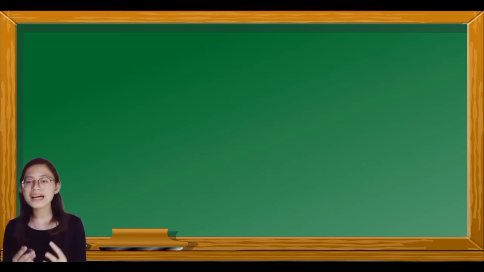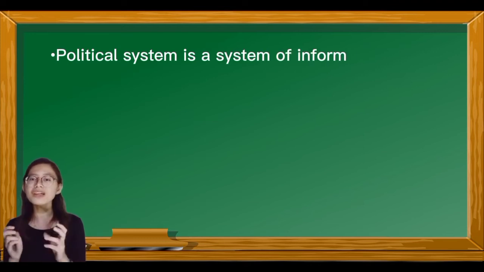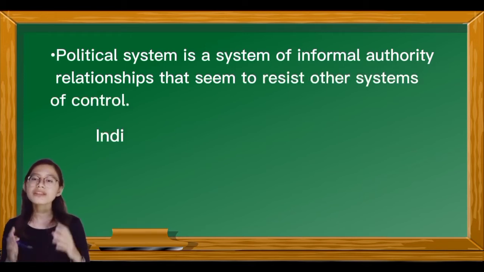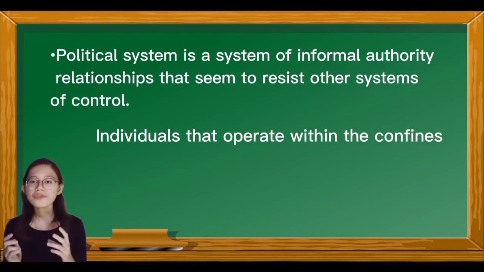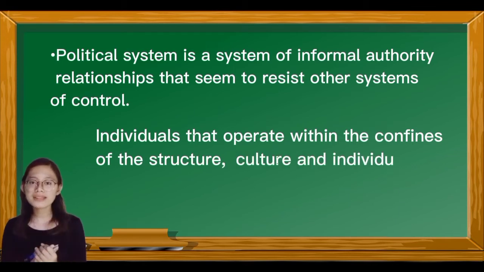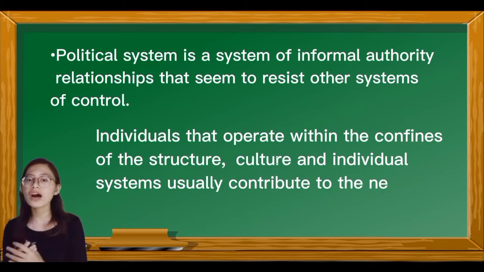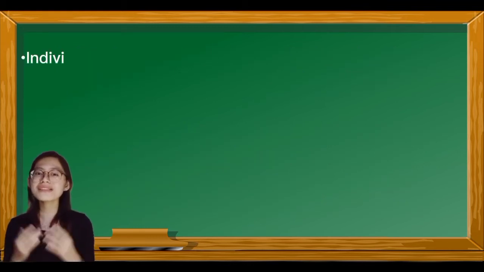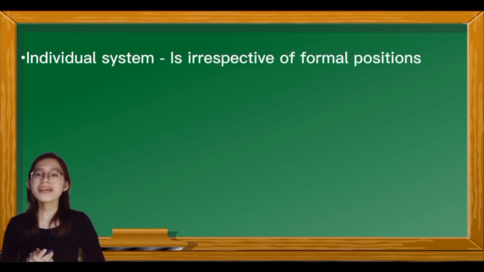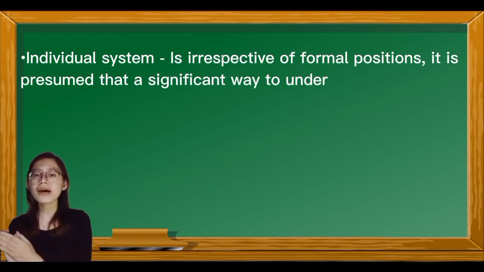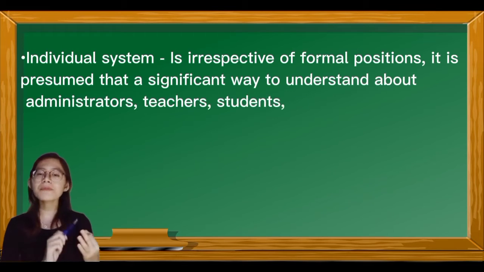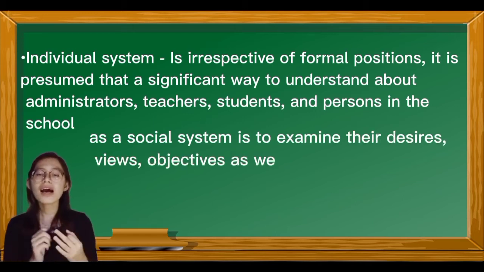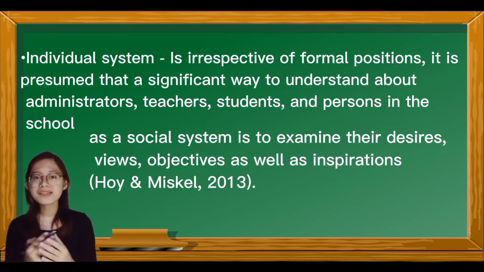For number 3, political system is a system of informal authority relationships that seem to resist other systems of control. Individuals that operate within the confines of structure, culture, and individual system usually contribute to the needs of the organization, according to Hoy and Miskel 2013. The last one is individual system. It is irrespective of formal position. It is presumed that a significant way to understand administrators, teachers, students, and persons in the school as social systems is to examine their desires, views, objectives, as well as inspirations, according to Hoy and Miskel 2013.